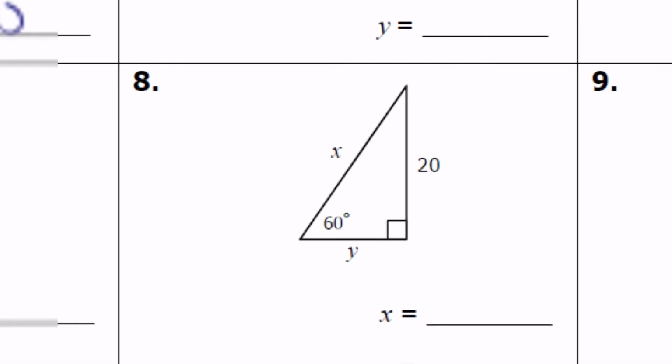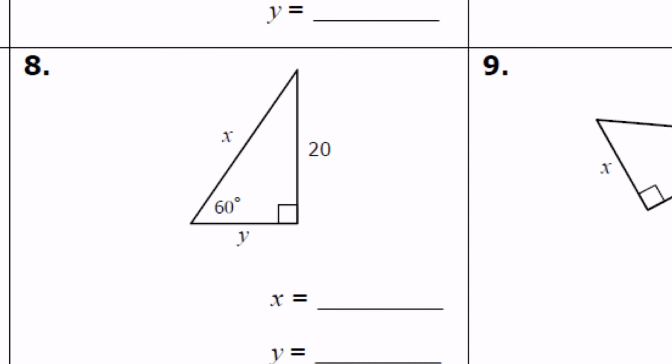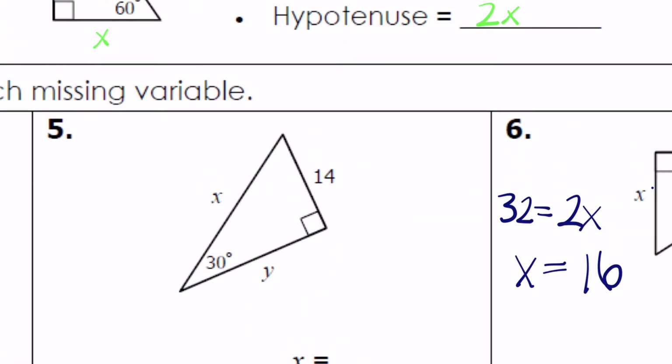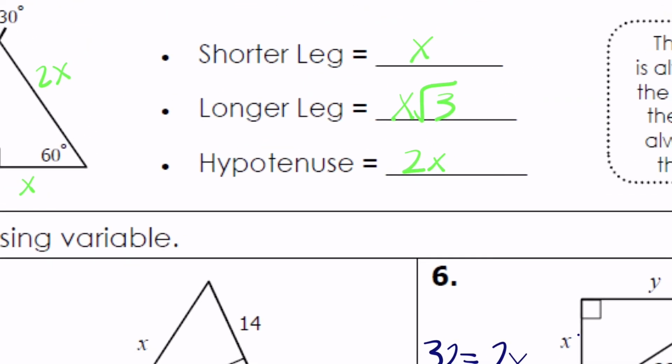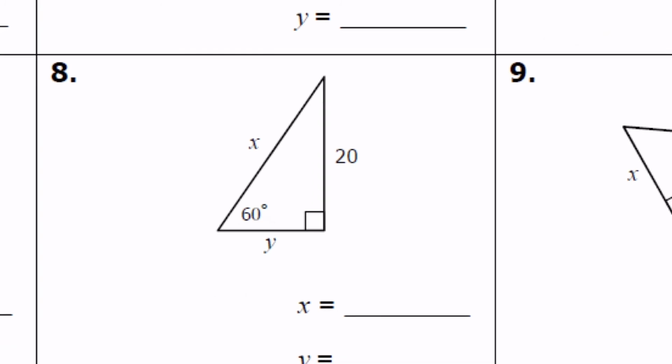Okay, so let's skip 7. Let's look at 8. 8's a little bit trickier. So this was my 60-degree angle, so this means my 30-degree angle is this one here. So my base side is going to be this y. Well, I don't have that. I do have this one here. This side is my longer leg. Remember, my longer leg is equal to the shorter leg times the square root of 3. So my shorter leg in this case is y.